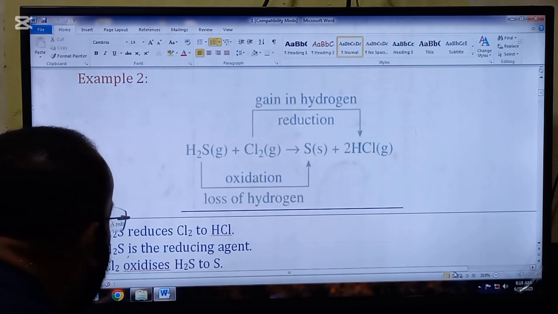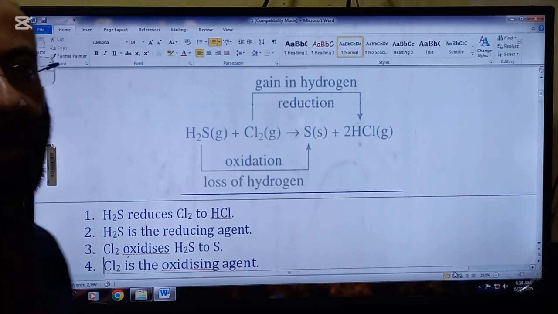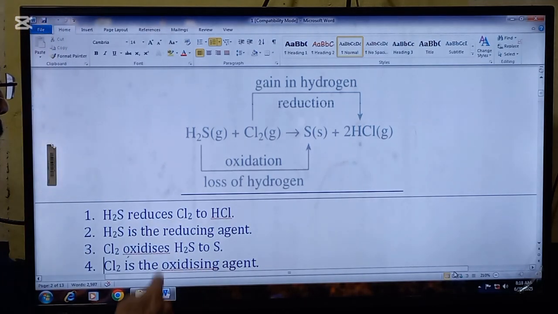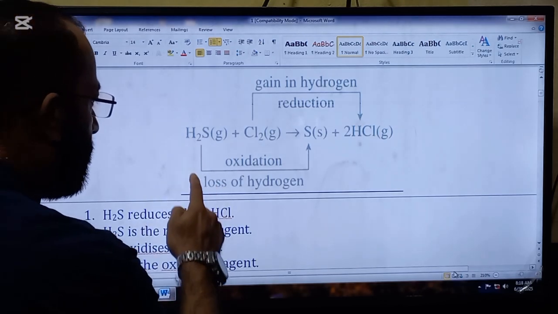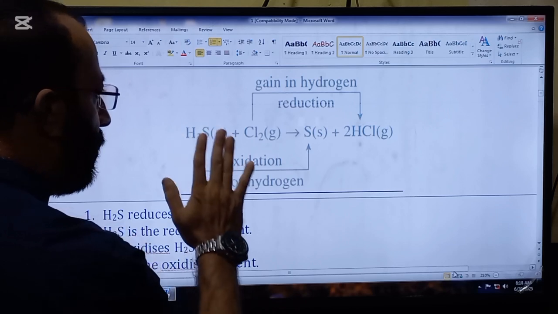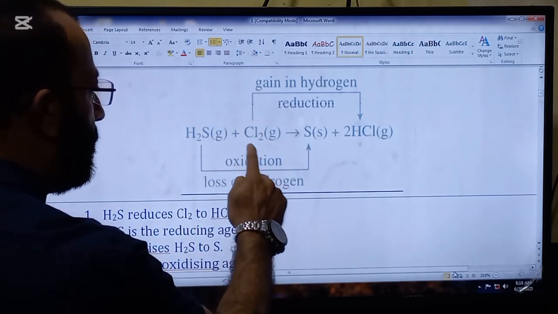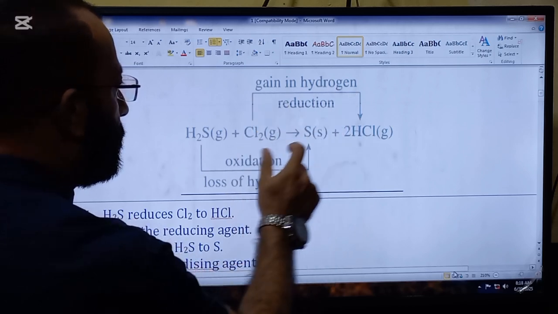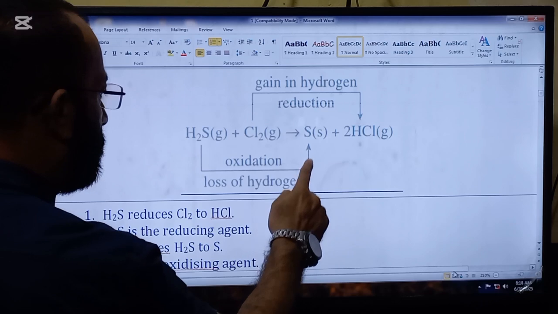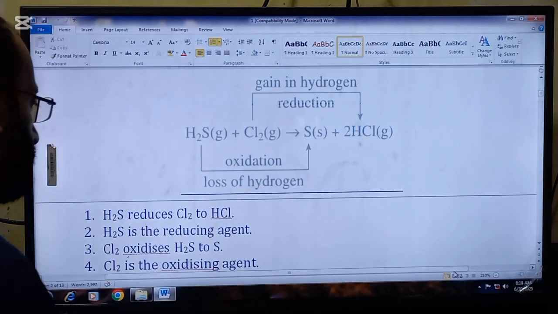Now we are going to read an example involving gain in hydrogen and loss of hydrogen. So look now, H2S, this is loss of hydrogen. You can see H2S has lost its hydrogen and is left as sulfur, whereas Cl2 is gaining hydrogen, so it is becoming HCl. Loss of hydrogen is called oxidation, gain in hydrogen is called reduction.